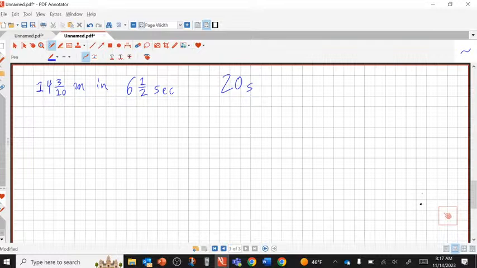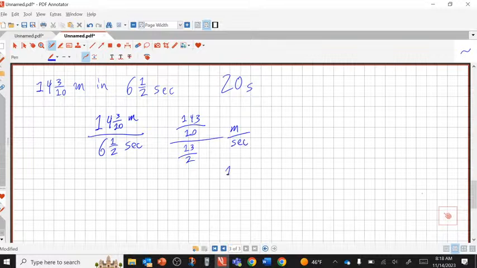All right. Isla, what am I going to do with these to find out how far it can run in 20 seconds? Let's do it. 14 3/10 meters in 6.5 seconds. So that would be 143/10 divided by 13/2 meters per second. And that would be 143/10 times 2/13.